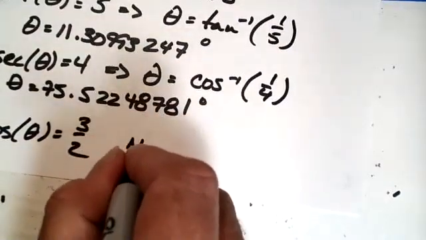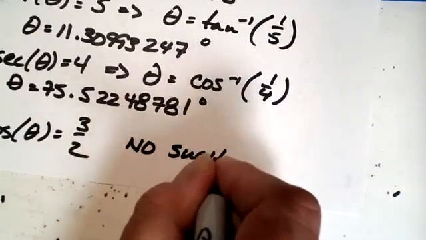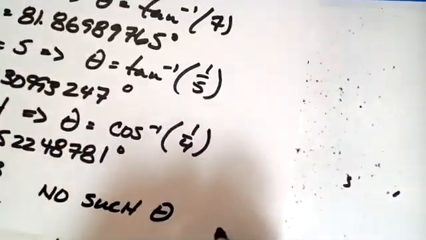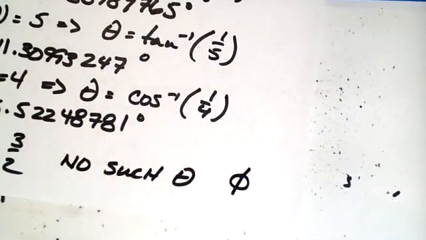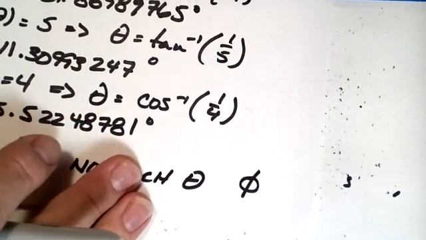So you could either say no such theta. You could maybe use a different symbol where the solution set is the empty set. There are other kinds of choices for saying that. And as long as I can understand what you're trying to say, I think that's fine.